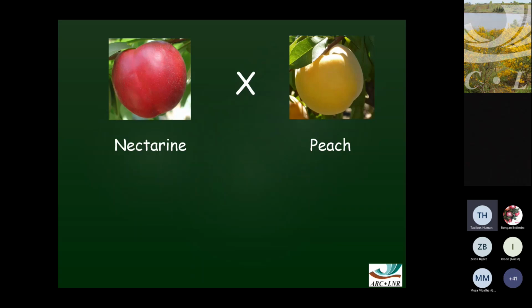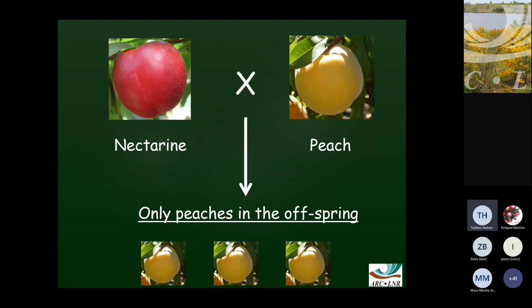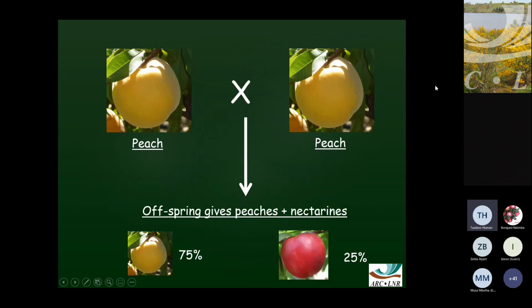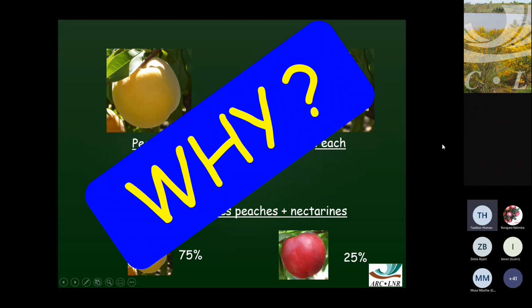In practice, if you cross a nectarine with a peach, you'll find in the offspring only peaches. Now the question is, what happened to the nectarine? It is just gone. Similarly, if you cross two peaches, sometimes you get nectarines in the progeny. How is that possible? You cross two peaches and all of a sudden you get nectarines in the progeny. Now the question is why, and genetics can hopefully explain that.